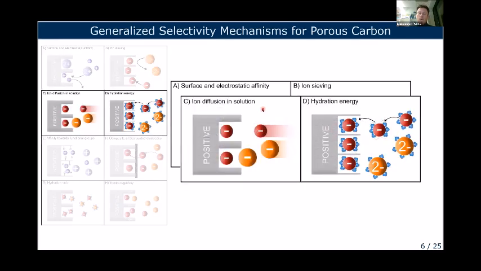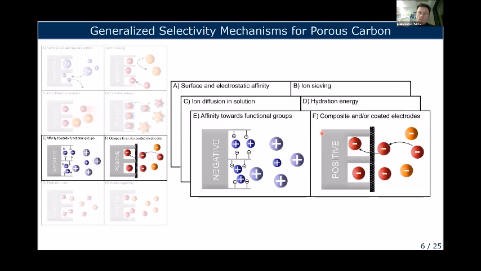The next panels focus on differences in solution. So ions may have a different ion diffusion value. That would then be a kinetic way of separating ions. And also an important parameter is the hydration energy. Two other aspects are affinity towards certain functional groups. So you could modify your electrode via chemical means, and then you could try to address certain ions.